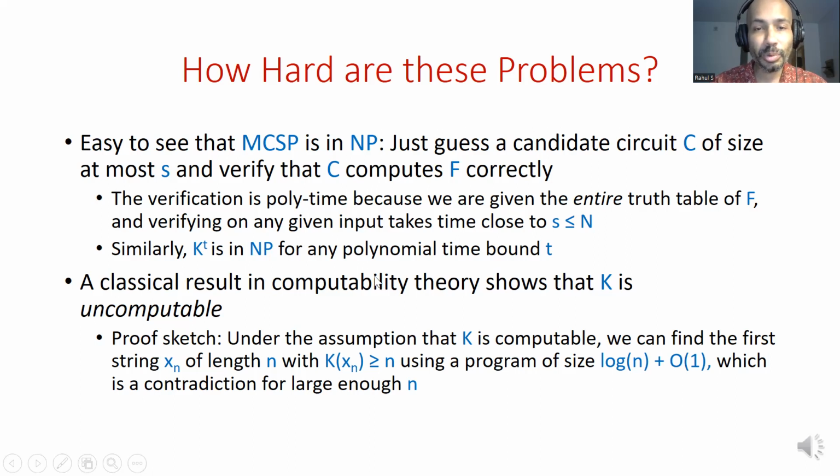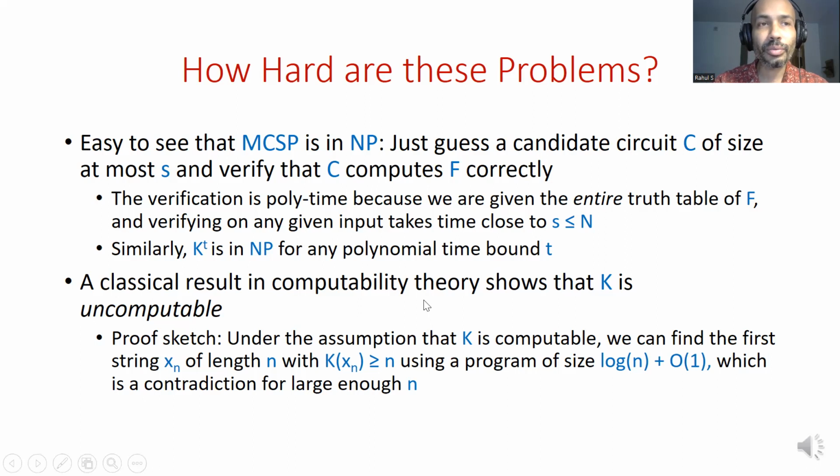A classical result in computability theory shows that K, the Kolmogorov complexity, is uncomputable. Here's a quick proof sketch for that. Under the assumption that Kolmogorov complexity is computable, there's some procedure, say A, that computes it. Then we can think about the task of finding the first string of length n for which A says that it has Kolmogorov complexity at least n. By counting arguments, we know that such a string exists.